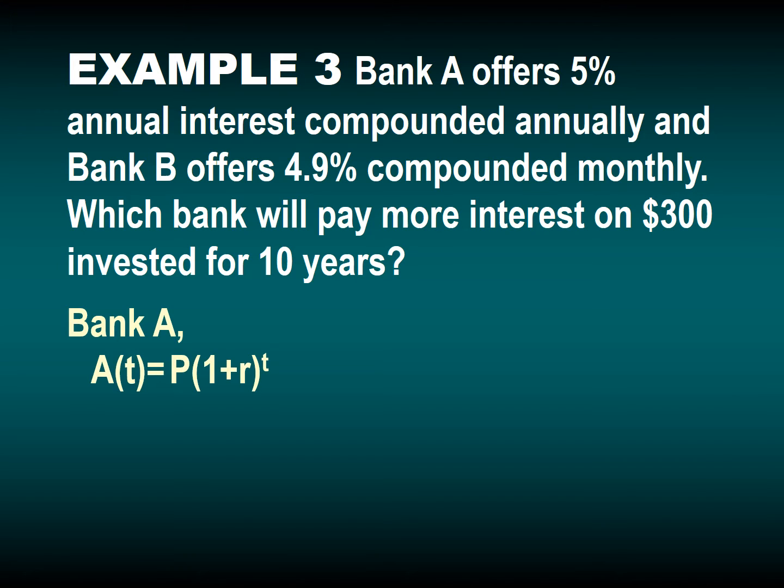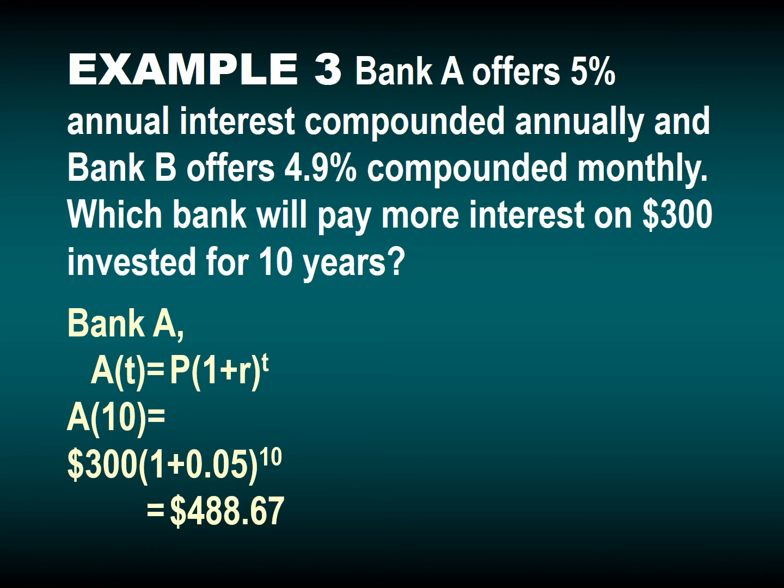For an annual compound, we have P times (1 plus r) to the t power, where P is our principal amount, r is our rate, and t is the time in years. So if we have 10 years, that's going to be 300 times (1 plus 0.05), because that's our rate as a decimal, to the 10th power, which is the 10 years. So that is $488.67. That's what Bank A makes us after 10 years for $300 at 5% annual interest.